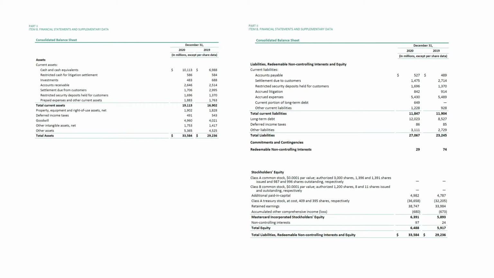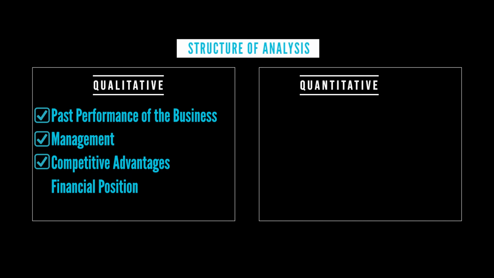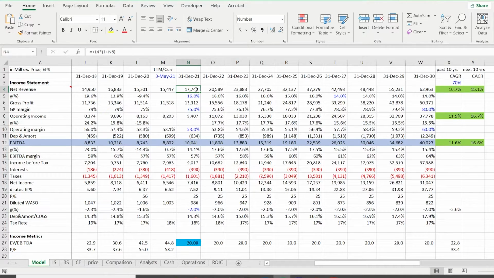They have great EBITDA to pay for the interests, and as I showed you, the structure of the debt is really good. So no problem here. Past performance, management, competitive advantages, and financial position, all these four items, in my view, are met. Let's move now to the projections. So let me show you my model here.